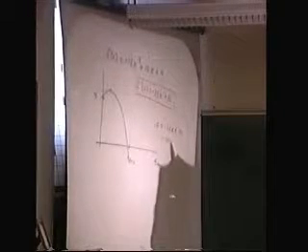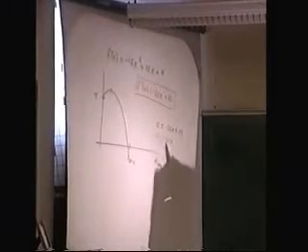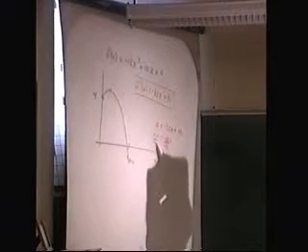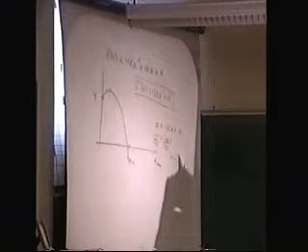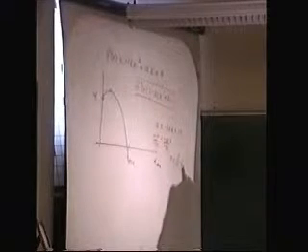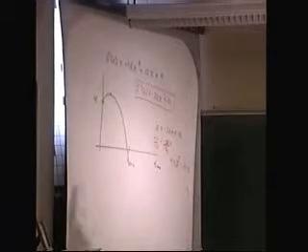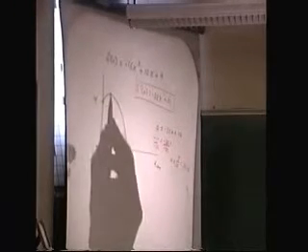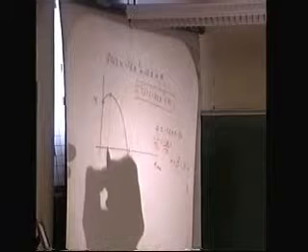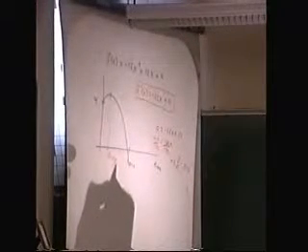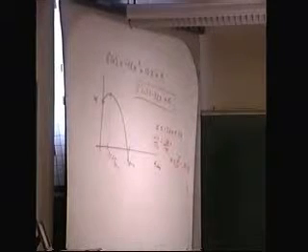Negative 32x equals negative 10. We subtract 10. We divide it by negative 32. Sorry, 32. We get x equals 5 over 16, which is exactly equal to 0.3125. Either one of these is appropriate. It's going to give me this x value, which is at 0.3125 seconds. But how do I find out how high it is?